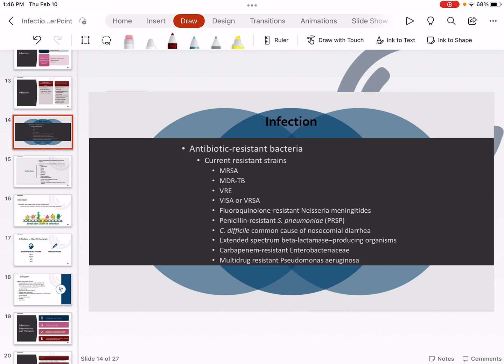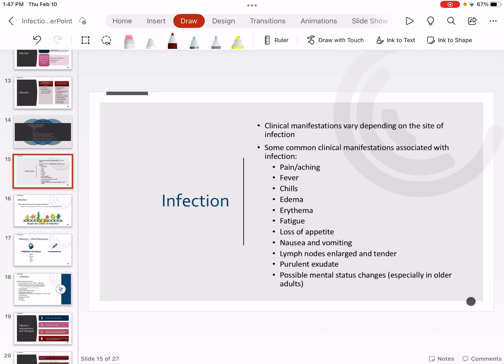Then there's the portal of exit. That would be the next part of this, and that would be how the microorganism leaves the reservoir, so how it exits that source. And then next is the mode of transmission right here, and that would be how it's transmitted from the reservoir to the host. We'll talk about that on the next slide.